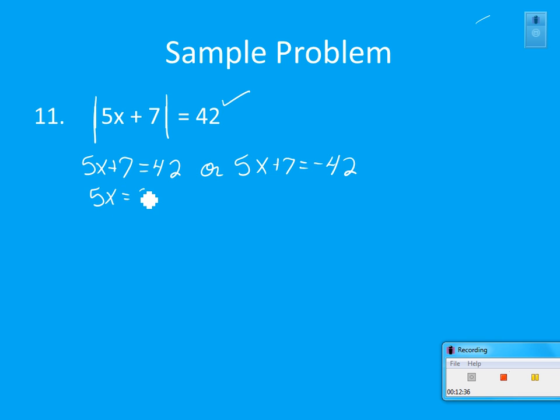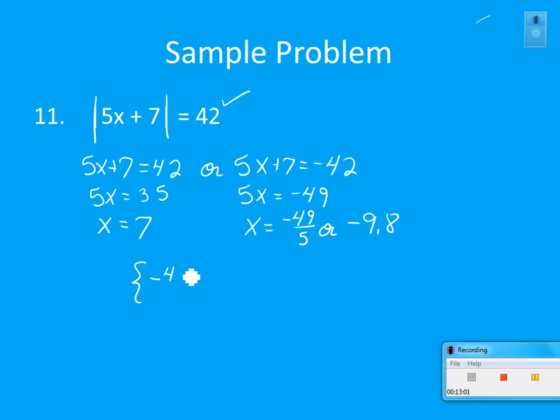I'm going to subtract 7 and get 35. I'm going to divide both sides by 5 and get 7. On this side, I'm going to subtract 7 and get negative 49. I'm going to divide both sides by 5 and get either negative 49/5 or negative 9.8. Whichever way you like your answer. Listed as a solution set, it's going to be negative 49/5 or negative 9.8. The other answer is going to be 7. And then we got it. But guys, this only works if the absolute value is by itself. If it's not by itself, we have to get it by itself.